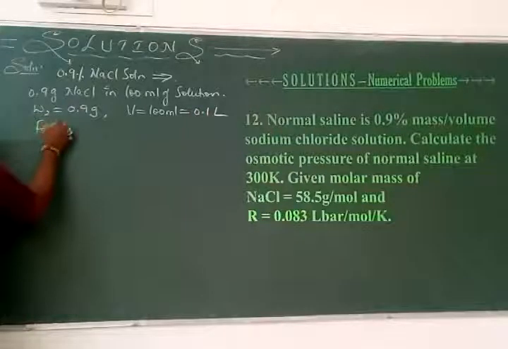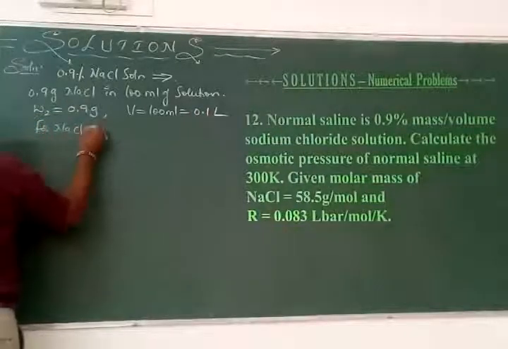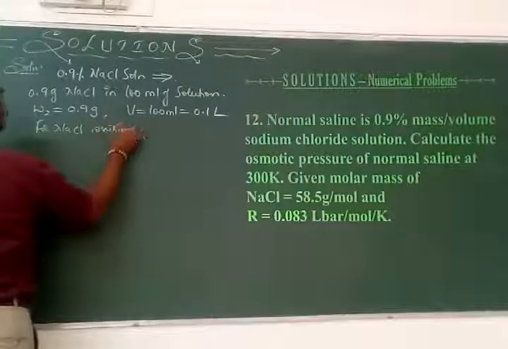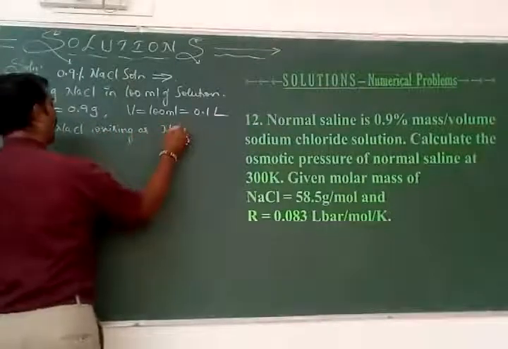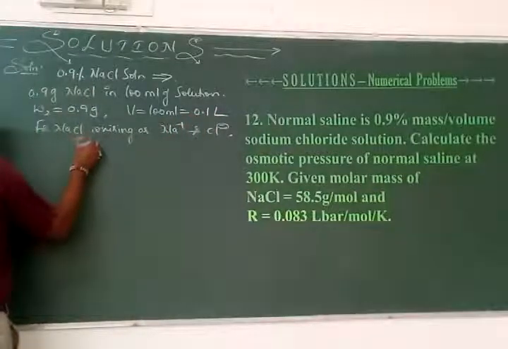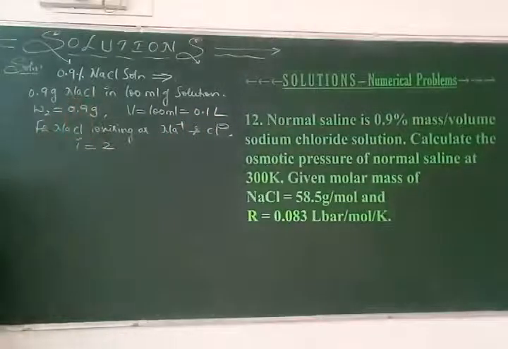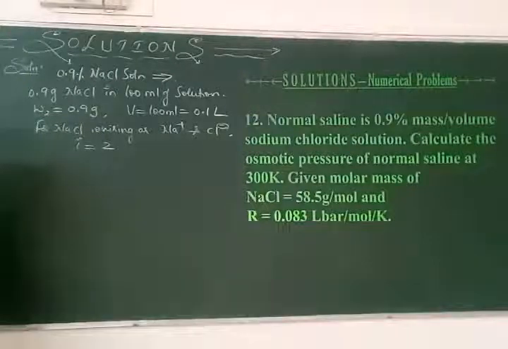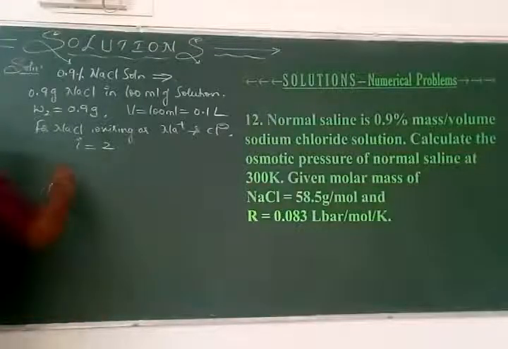For NaCl, ionizing as Na plus and Cl minus, the i factor is equal to 2 here. We are having the van't Hoff factor because it is an electrolyte. Electrolyte means usually undergo dissociation, meaning i is greater than 1; association means less than 1. Okay. Now, i is equal to what?